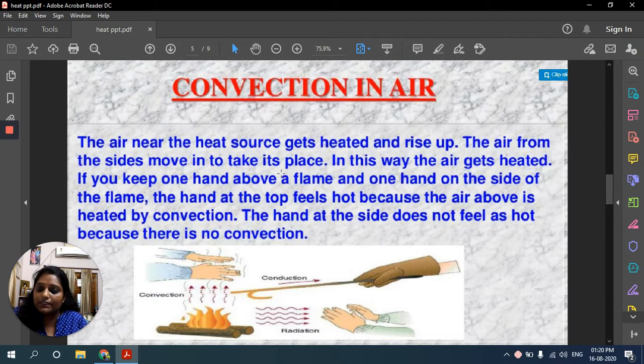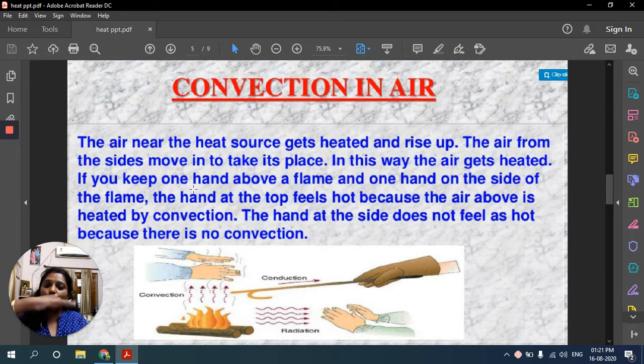Convection in air. This we can understand with the help of another activity. You have to keep one hand above the flame, above the candle, and the other hand you have to keep at the side. The air near the heat source gets heated and rises up. The air from the sides moves in to take its place. So in this way the air gets heated.